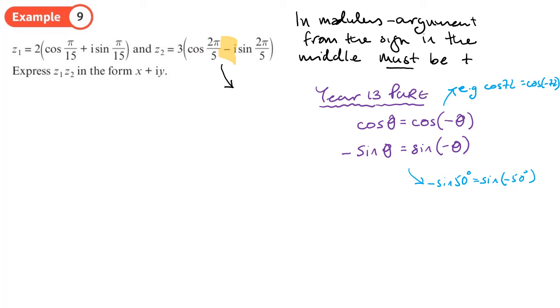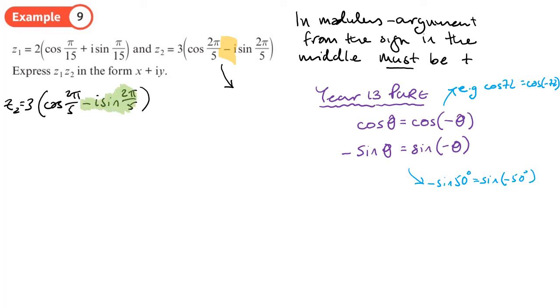So let's start with Z2. It's got to be written in the right format. So Z2 equals cos 2 pi over 5 minus i sine 2 pi over 5. Right, so we're going to use that second rule with cos. There's a 3 there, so let's put a 3 in front. We're going to use the second rule to change this bit here.